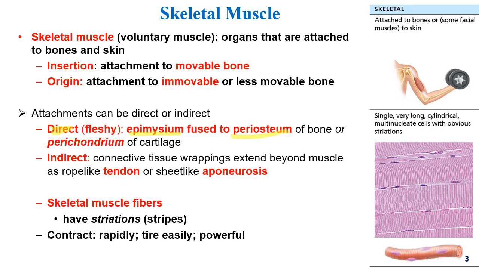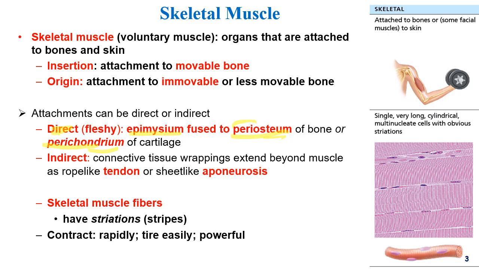In case it's not connecting to a bone, in case it's connecting to cartilage, you're going to have direct fusion of the epimysium of the muscle to the perichondrium of the cartilage. So remember, peri is the membrane that goes outside, right? And osteum has to do with bone, and chondrium has to do with cartilage. So this is the form of direct connection from the outer membrane of what is encasing the muscle to the outer membrane of what is encasing either the cartilage or the bone.